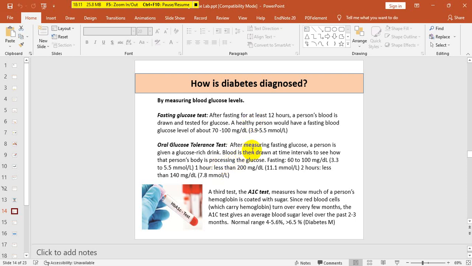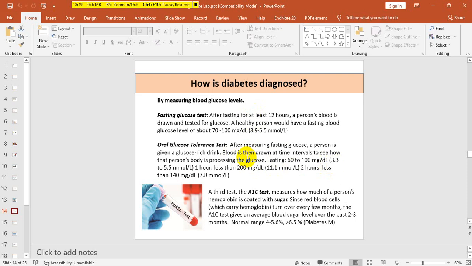Oral glucose tolerance test. After measuring fasting glucose, a person is given a glucose-rich drink, and this is normally for pregnant women who have gestational diabetes. Blood is then drawn at time intervals to see how that person's body is processing the glucose. Fasting 60 to 100 milligrams per deciliter. So what happens is that the person would go through this process, the fasting blood sugar test. Then you give the person about 750 milligrams of what?